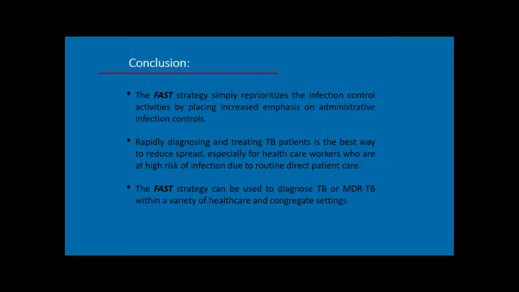In conclusion, I want to say the first strategy is to prioritize infection control activity by placing increased emphasis on administrative infection control. Rapidly diagnosing and treating TB patients is the best way to reduce spread, especially from the healthcare workers who are at risk of infection due to routine direct patient care. So not only patient to patient, but also from the health workers.